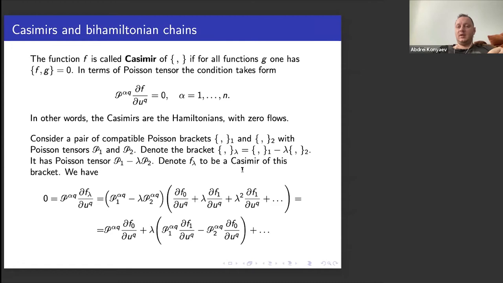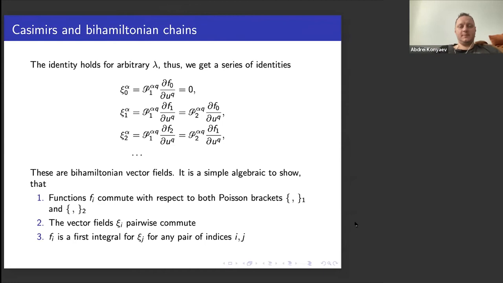You pick two brackets and add them up with a formal parameter I call lambda. Then you get the following Poisson tensor. It is a Poisson tensor because they were compatible. Now, we find the Casimirs of this Poisson tensor. I won't say how we did it, but suppose we did. We substitute into this zero flow, decompose in lambda, and get the following relations. Here is one, and then there will be one with lambda squared, et cetera. The identity holds for arbitrary lambda.